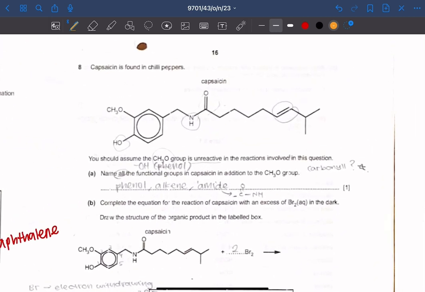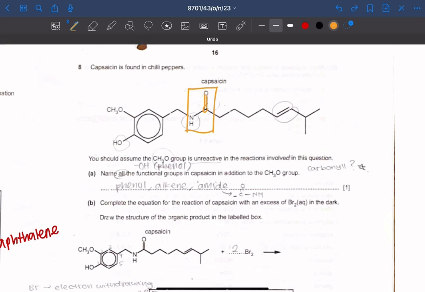Capsaicin is found in chili peppers. You should assume the CH3O group is unreactive in the reactions involved in the question. So name all the functional groups in capsaicin in addition to the CH3O group. So the first is phenol, then we have an alkene group, then we have an amide. An amide consists of NH and a double bond O, and therefore the carbonyl group C=O is not actually a separate functional group.